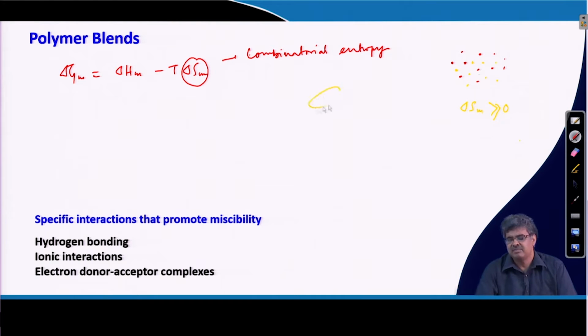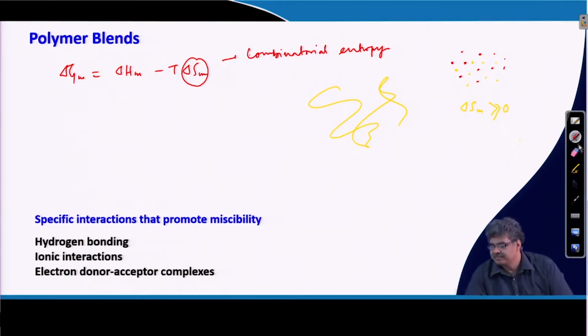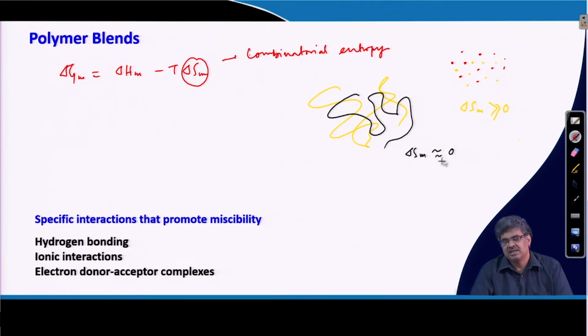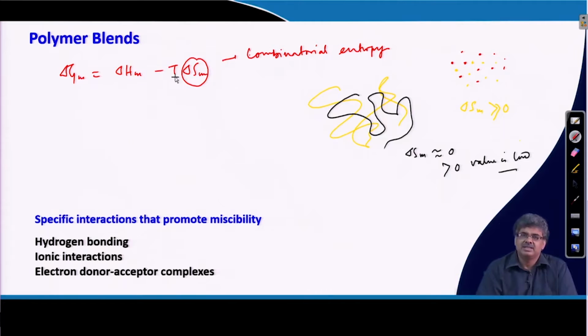But when you use large polymer molecules like this, and we use some other color, so if you use two different polymers, because the polymers are large in size, the value of the combinatorial entropy of mixing is low. It is either very close to 0 or positive, but the value is very low. So, polymer miscibility is mainly determined by the value of delta H.